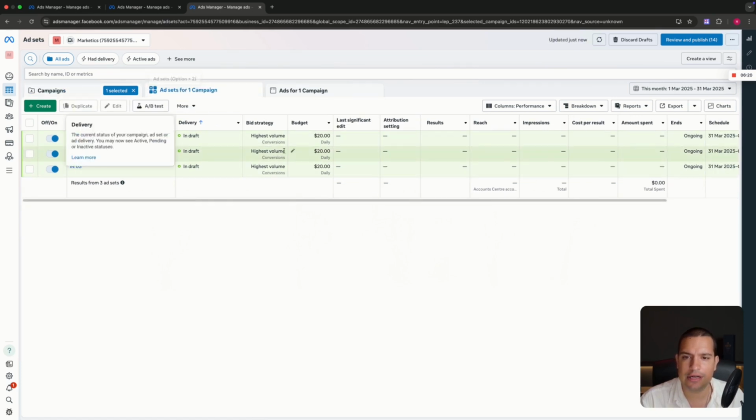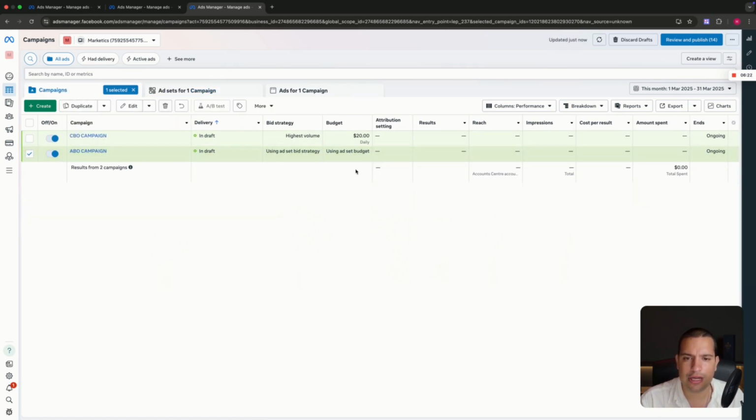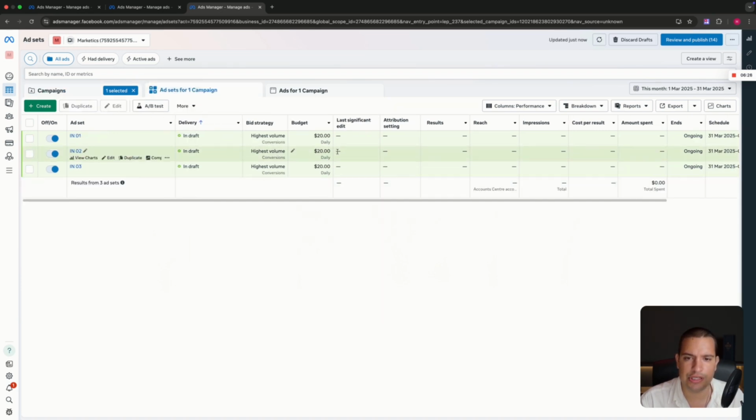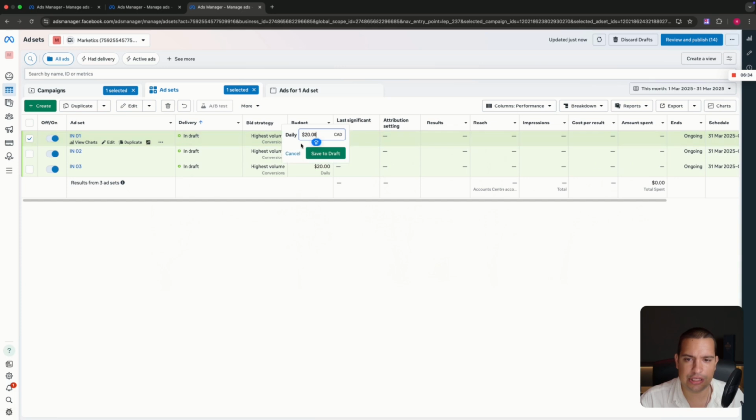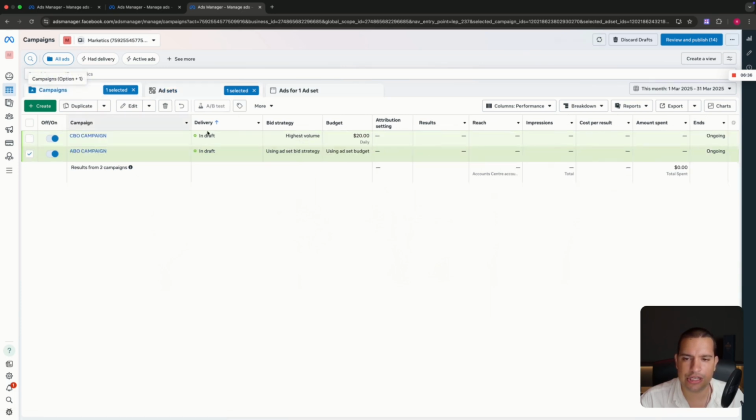If you click on here, you cannot look at this. The budget is not here. So you cannot change it here. You need to change it on the ad set level. And each one of them will spend a total of $20. And as you can see, you can change the budget here, but you cannot change it on this side. It's only the CBO campaign.